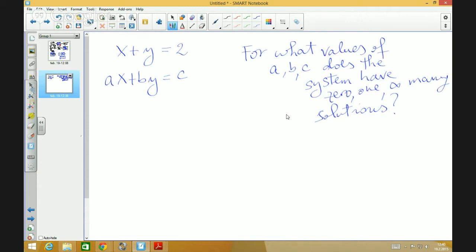Okay, so what is the first step? We put this into matrix form. We just saw the algorithm before. And now what is the augmented matrix? 1, 1, a; b, 2, c. And what next?